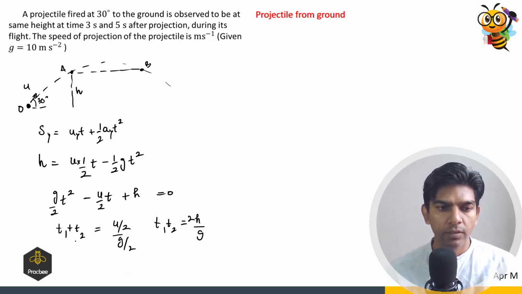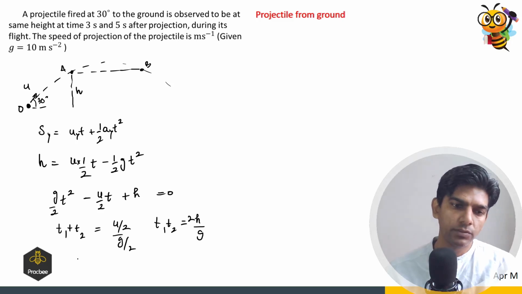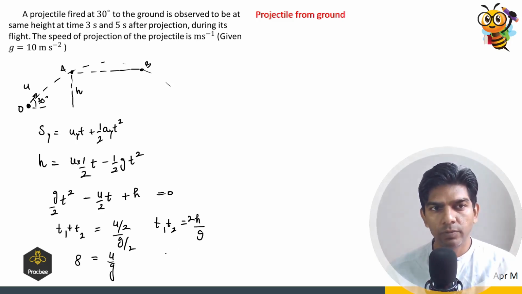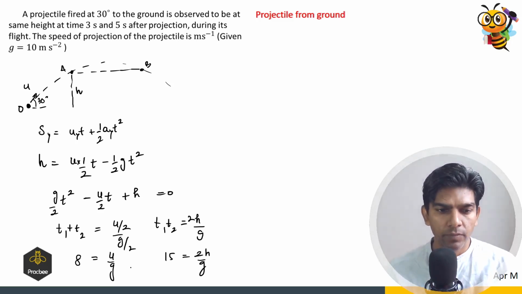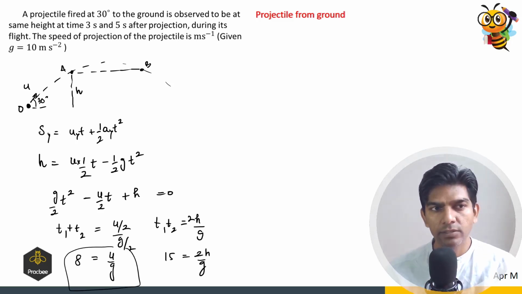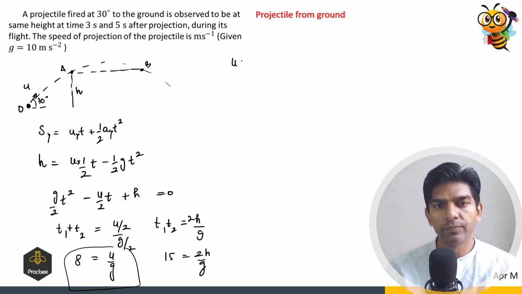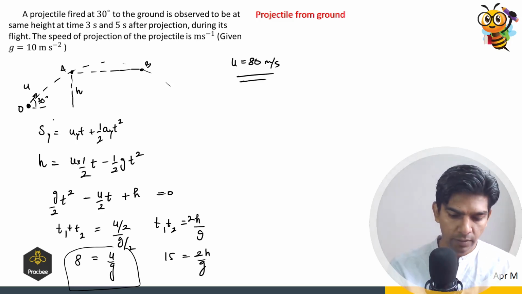Now t1 and t2 is given to us, so 8 is equals to u by g and t1 times t2 will be 15, will be equals to 2h by g, right? Now from this equation we can find the speed of projection, which comes out to be 80. So u will be 80 meters per second, right?